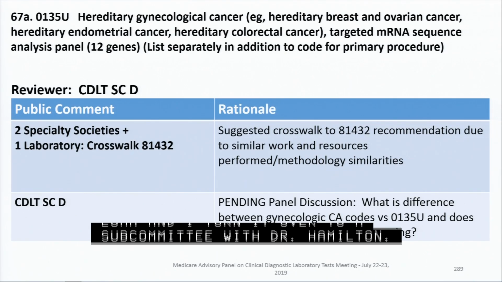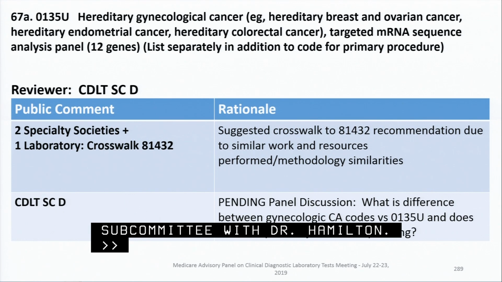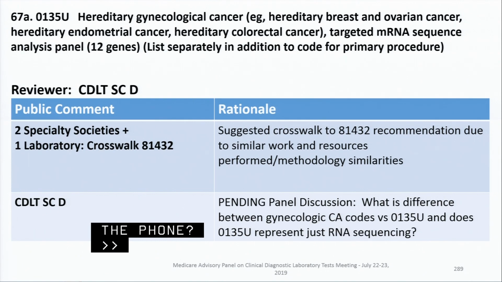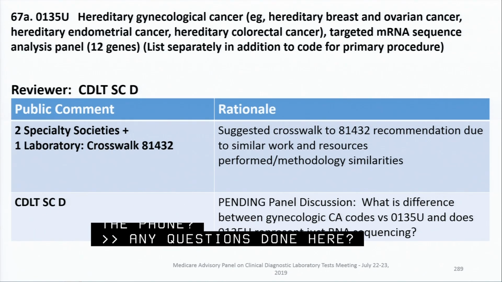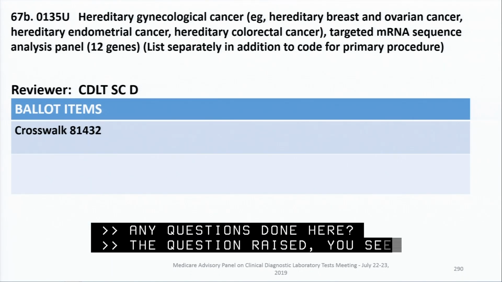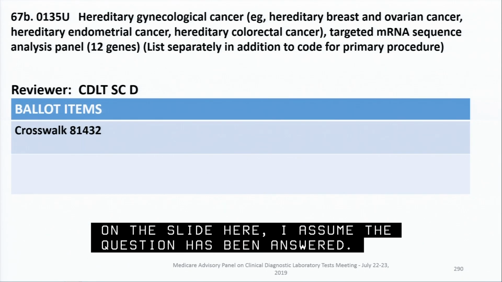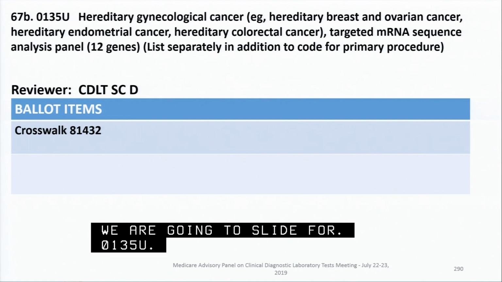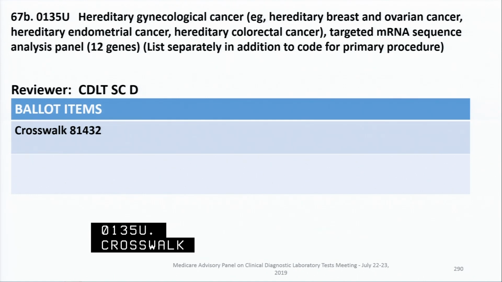Any questions from those on the phone? Any questions from those here? Again, the question that was raised, and you see on the slide here, I'm assuming the question has been answered. Okay, everybody's nodding. We're going to go to the ballot items slide for 0135U. Crosswalk is 81432, and of course, gap fill is an option. Please submit your votes.